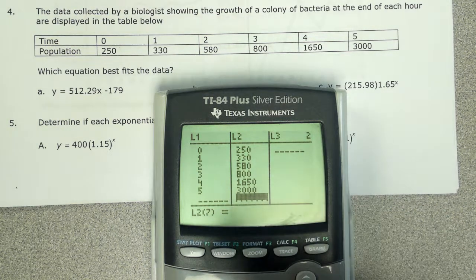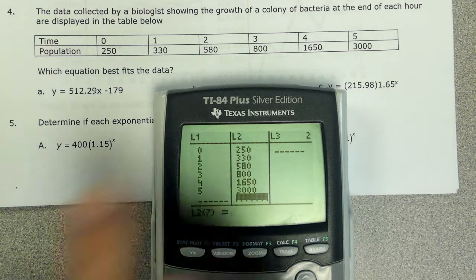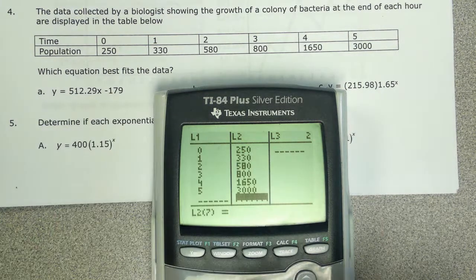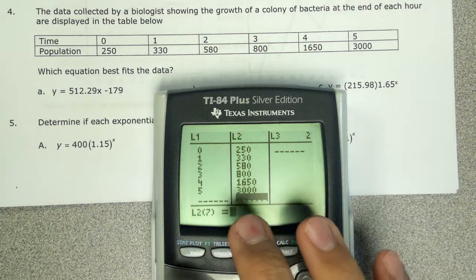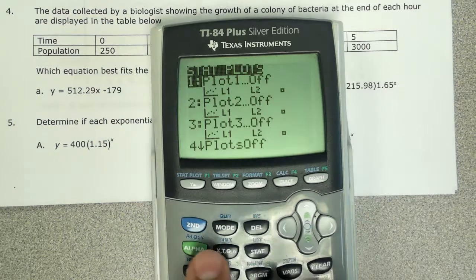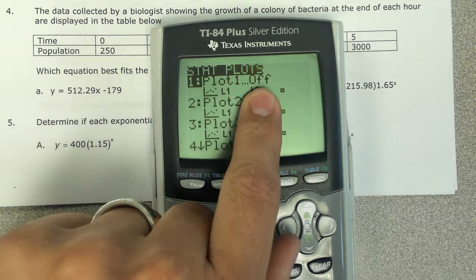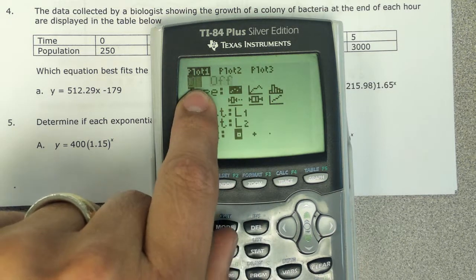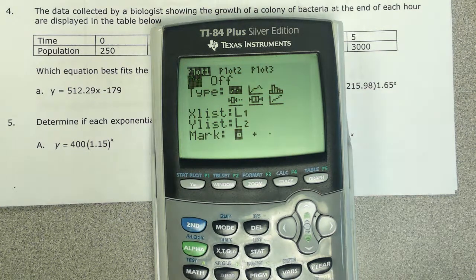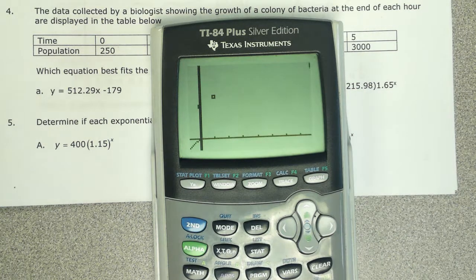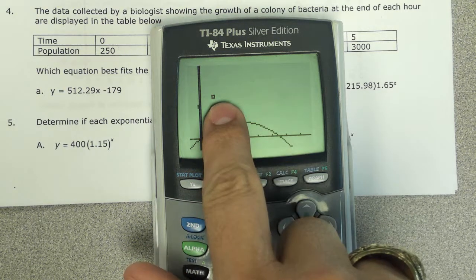To look at this data, so we can figure out what type of equation is going to best fit, we're going to go back and turn my stat plot on. That's the blue key and the y equals key. Turn that plot 1 on, so plot 1 off at this point. Press enter and go ahead and turn it on. Now whenever I press graph, oh, my line's in there from the previous.